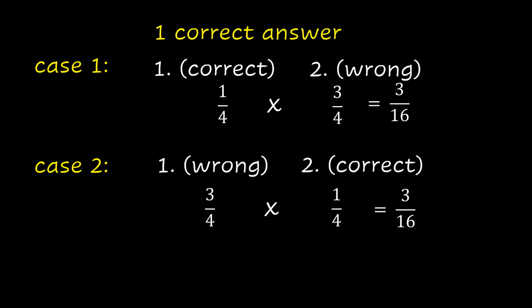So therefore, we have to add 3 over 16 plus 3 over 16. Together, that will give us 6 over 16. So this is the probability of having exactly one correct answer. So altogether, we have already found the probabilities of each of the values of our random variable. As you can see, this is a lot shorter than writing out all the 16 different scenarios in answering the test.